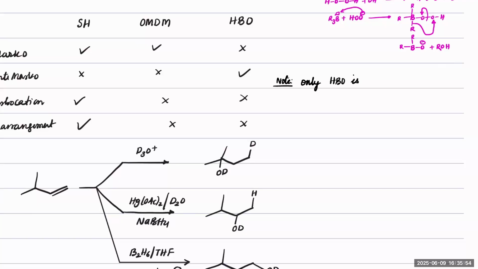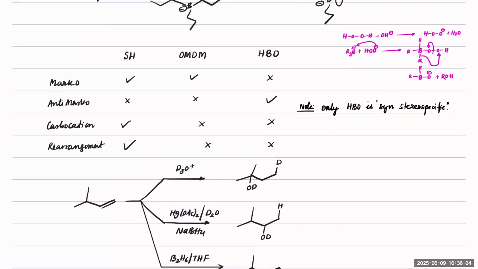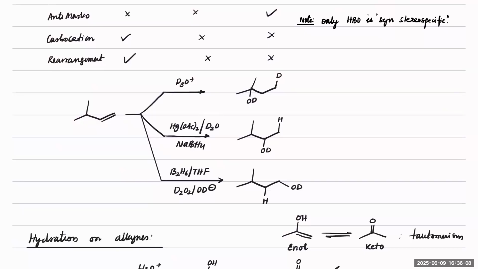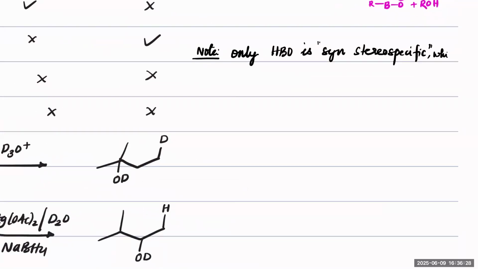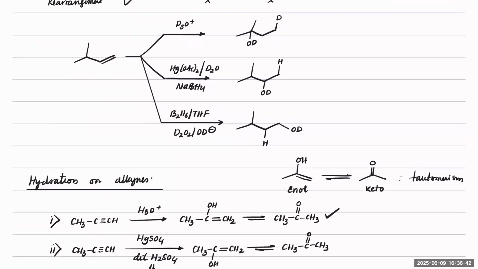HBO is syn stereospecific. Syn stereospecific means it will make a syn addition on the double bond. The H and OH, both of them are added on the same side, from the same end. In the other 2 cases, there is no specificity. Correct? Right? So I'll specify that also. While others are non-stereospecific. Done? Now, quickly note these points.